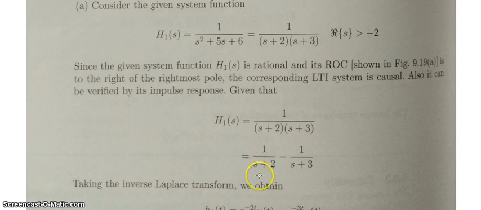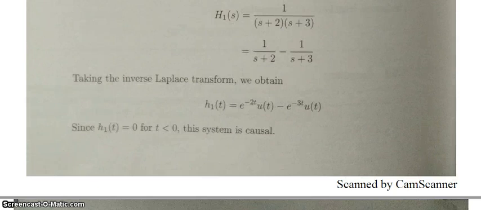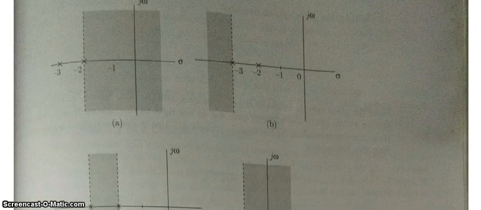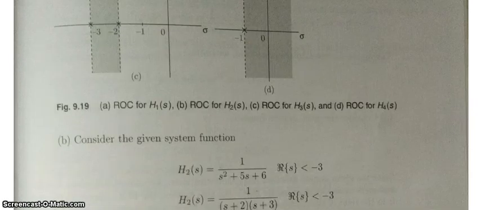For that, we expand H1(s) by partial fraction expansion to get 1 by (s plus 2) minus 1 by (s plus 3). Now, since the given system is causal and right-sided, the inverse Laplace transform of H1(s) is e raised to minus 2t u(t) minus e raised to minus 3t u(t). Also, h1(t) is 0 for t less than 0. So we can say the given system is causal. This diagram is the representation of the ROC for H1(s).